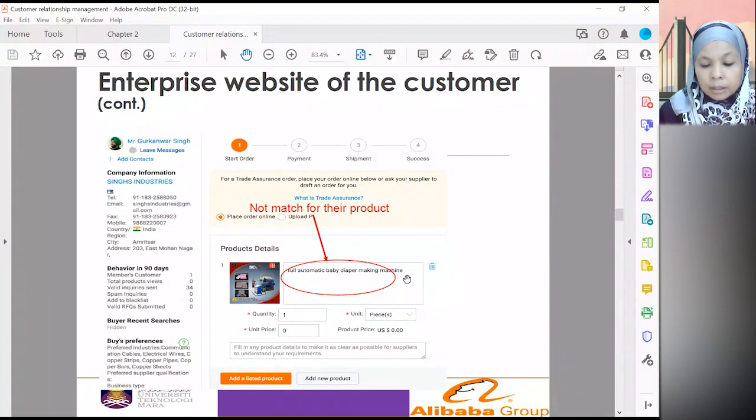Okay, if you look here, Sync Industry says they produce full automatic baby diaper making machine, which is not a match. Earlier it said it produces making machine, bolt making machine, screw making machine. Suddenly it says it makes baby diaper making machine. So it doesn't tally. And when it doesn't tally, it raises doubt, right.